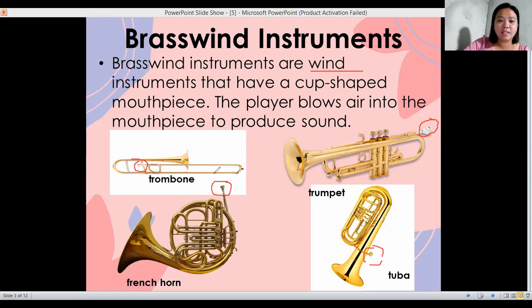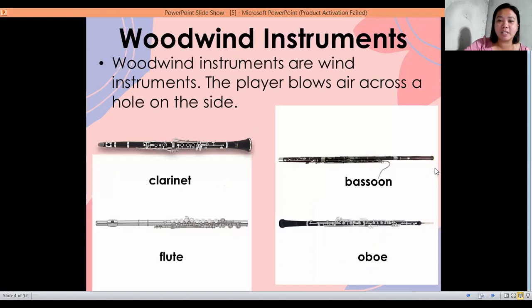So again, this is our brass wind. These are examples of brass wind instruments. We have trombone, trumpet, tuba, and French horn. The brass wind instruments have a mouthpiece like this one, a cup-shaped mouthpiece where you blow air to produce a sound. All right. Next, let's proceed to the next one.